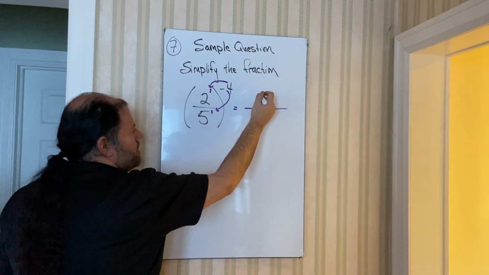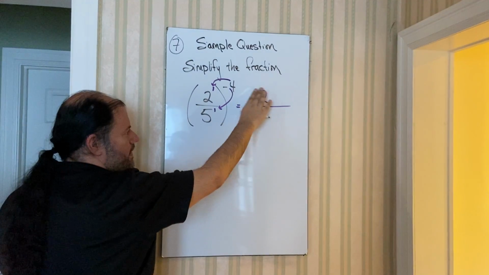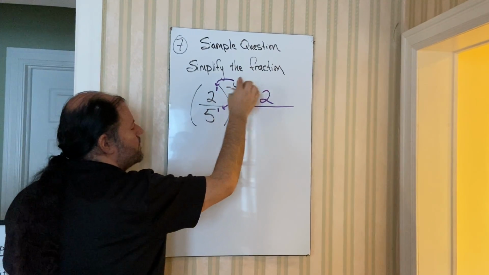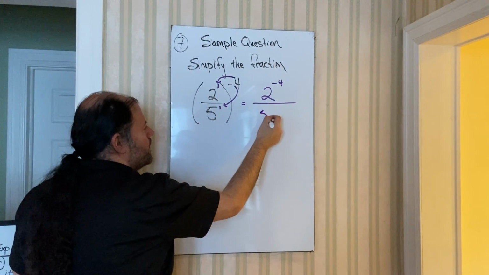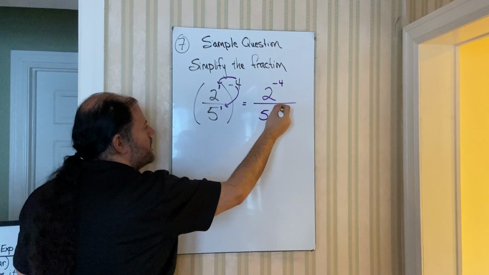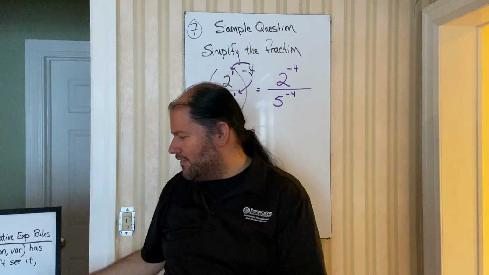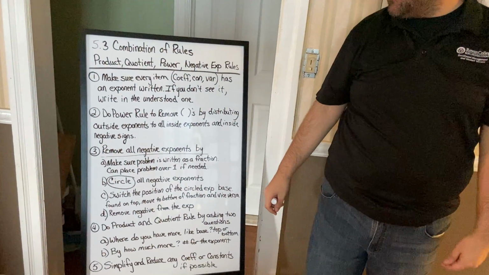So keep the same base. Remember, never distribute to the base. I do not want to see a negative 8 here. You only distribute to the exponent. 1 times negative 4 is negative 4. And then keep the 5. And then 1 times negative 4 is negative 4. Okay? Boom.